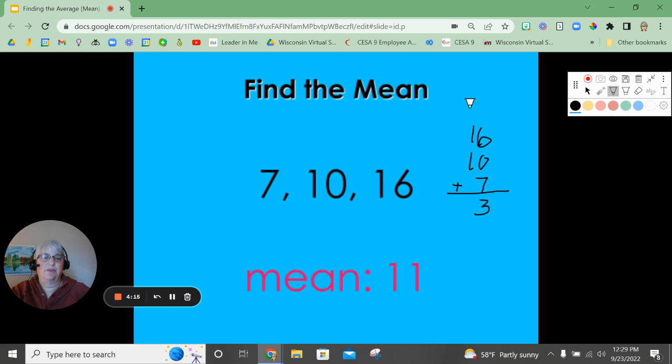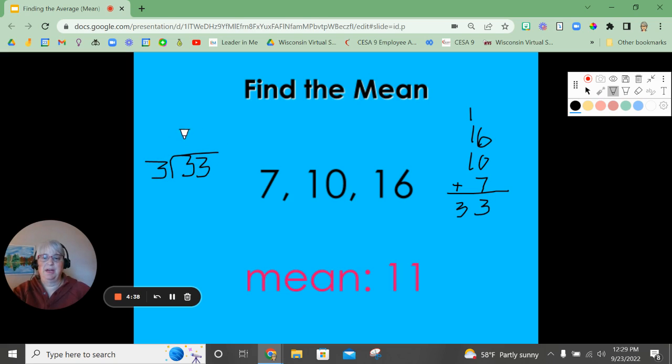6 plus 7 is 13, 33. So the sum of these three numbers is 33. And how many addends do I have here? I have 1, 2, 3. So I'm going to take 33, I'll do it over here, and divide by 3. You already know the answer is 11, but I'm going to show it to you anyway.